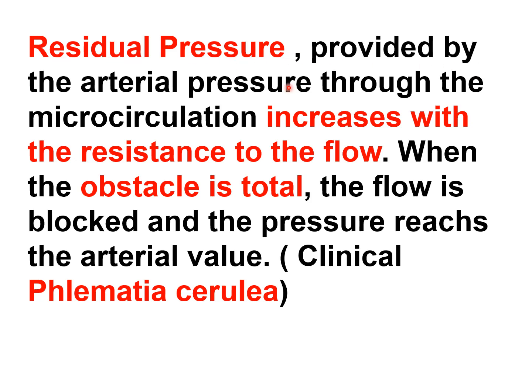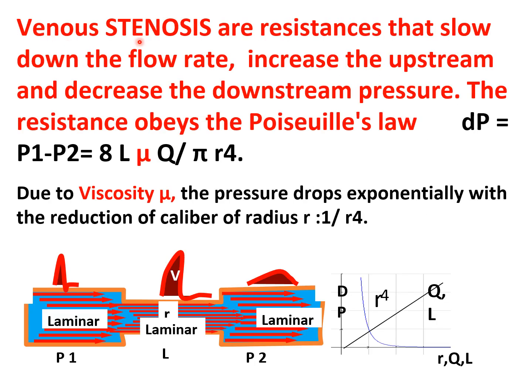Residual pressure provided by the arterial pressure through the microcirculation increases with the resistance to the flow. When the obstacle is total, the flow is blocked and the pressure reaches the arterial value. Clinically, it is the phlegmasia cerulea. The venous stenoses are resistances that slow down the flow rate, increase the upstream and decrease the downstream pressure. The resistance obeys the Poiseuille law due to viscosity.